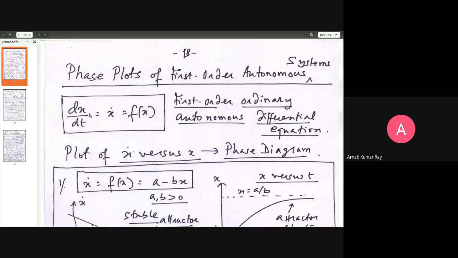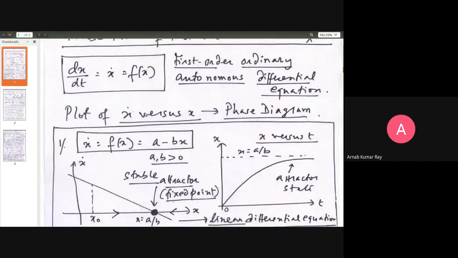In whatever we have done so far, your task was to get a solution of x as a function of t. And how would you do that? By integrating: dx by f(x) is equal to integral dt. Or you can do it by the Euler method, where delta x is equal to f(x) into delta t, and then for every time step you put in the value of f. Either you do it analytically or numerically, you have to find x as a function of t.